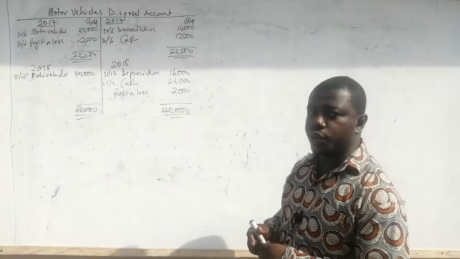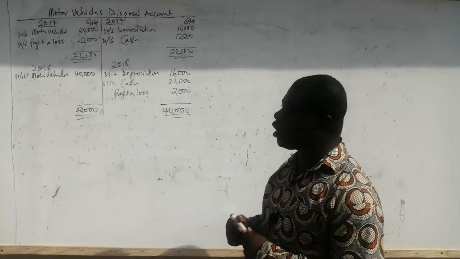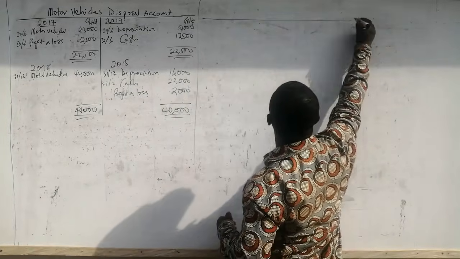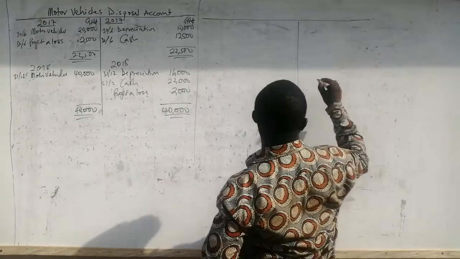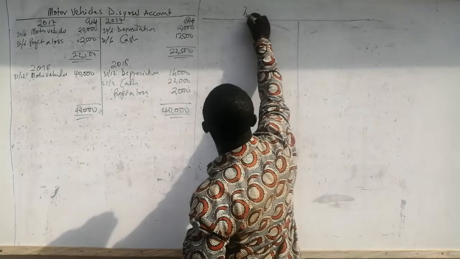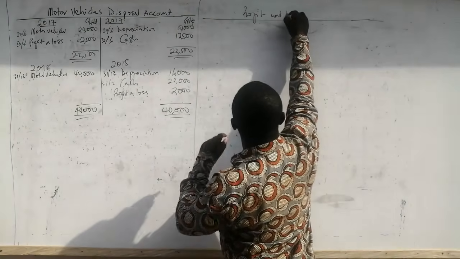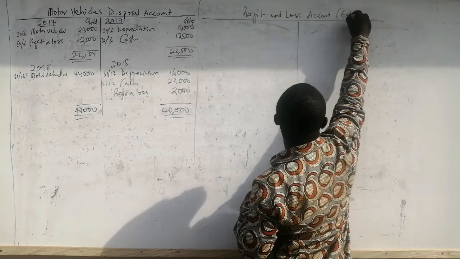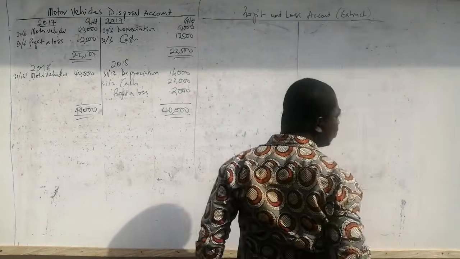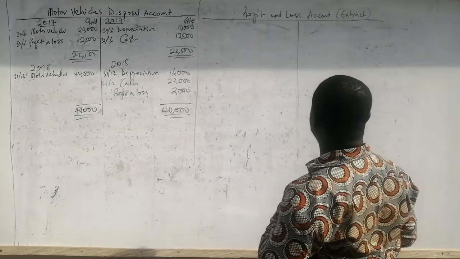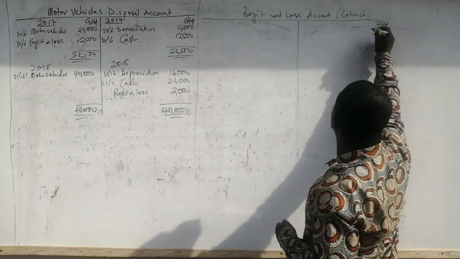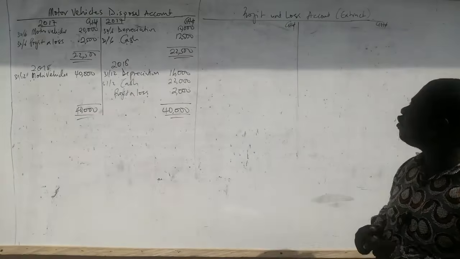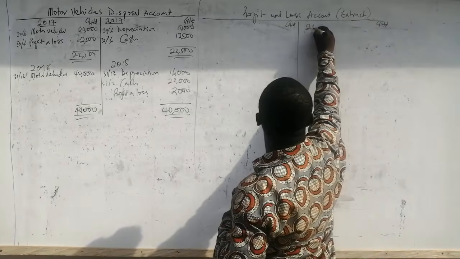Now let us try looking at the profit and loss account extract. It's just an extract, so we are not going to do any serious balancing. Let me go by the T profit and loss account extract. Okay, so this is what we are going to do for the extract. We are going to go year by year.